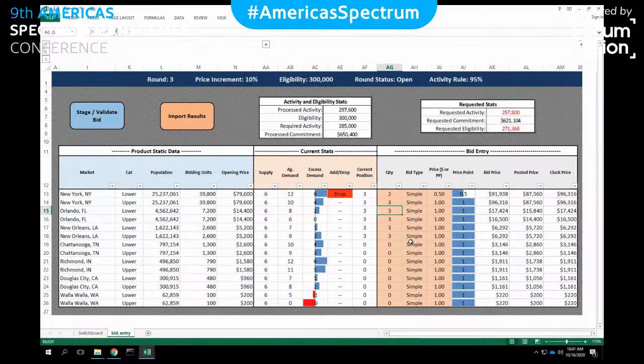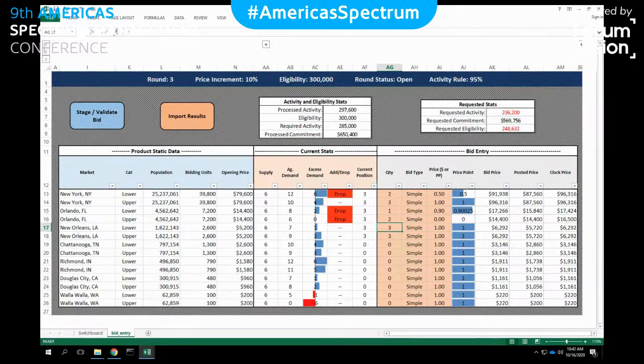Okay. I want to look at how different drop bids can be processed. So we're going to submit a couple here. We're going to drop 2 blocks in Orlando, Florida lower at 0.9. And again, this just expresses the value at which I want to drop. We're going to submit what's called a contingent drop in the Orlando upper at a price point of 0.